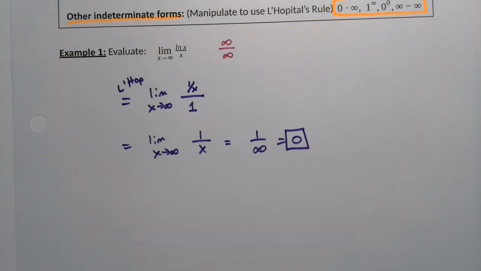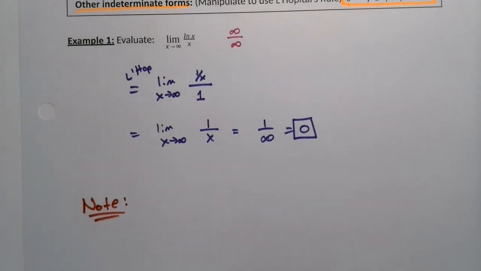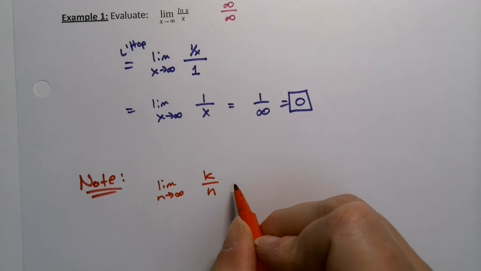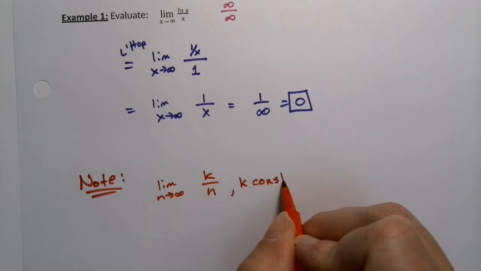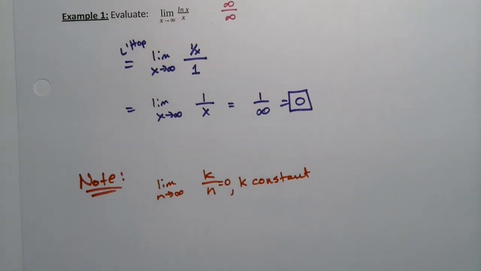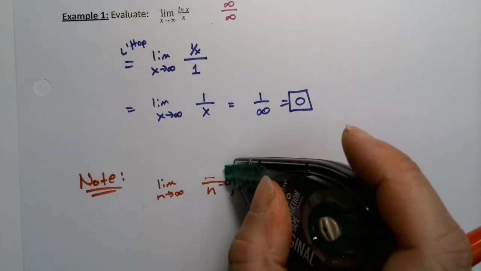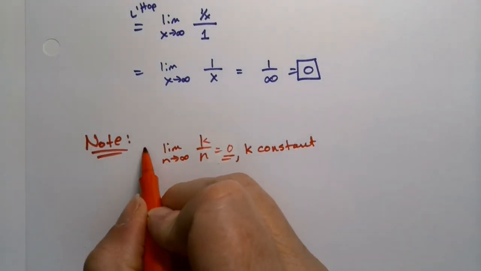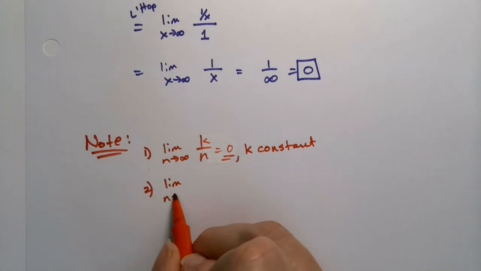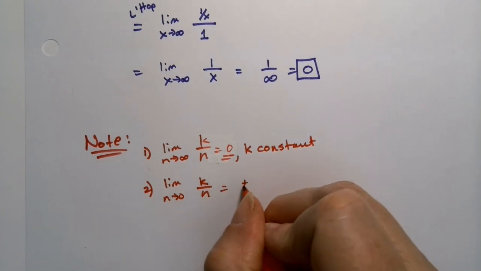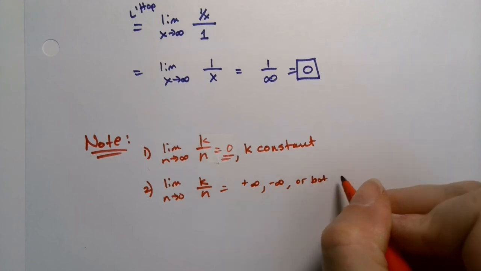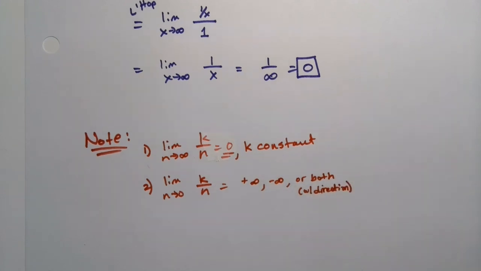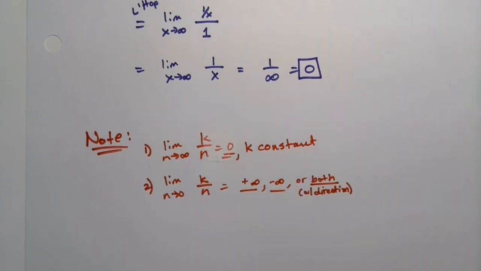Which leads me to a couple more notes. Just a few reminders. Remember that the limit as n goes to infinity of k over n, where k is a constant, is 0. Right? That's not indeterminate. So if k is some constant, and you divide it by infinity, you will get 0. Number 2, if I take the limit as n goes to 0 of k over n, that's either positive infinity, negative infinity, or sometimes both, depending on direction. Sometimes it's positive infinity if you come from the positive side, but negative infinity from the negative side, and vice versa. Right? It's still not indeterminate.